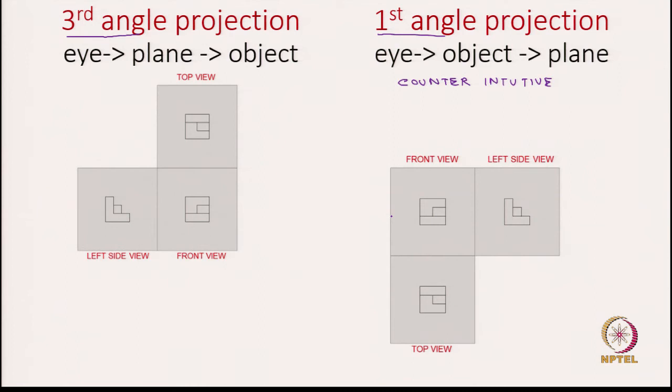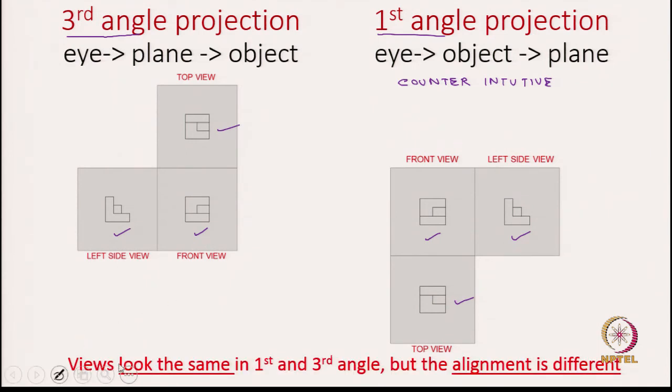But there is one important point to note. What changed between the first angle projection and the third angle projection? The views are the same. If you compare the front view between both angles of projection, they are the same. Also, if you compare the left side view, there is no change, both look the same. The same with the top view, they all look the same. The only difference is where they are placed with respect to each other. So, that is why we say the views look the same in both first and third angle projections, but the alignment, or the placement of the views, is different.